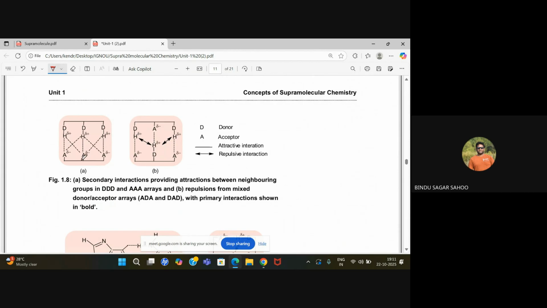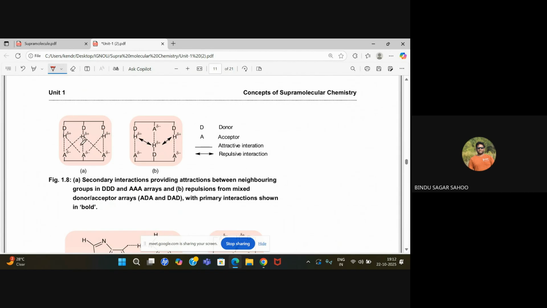So when we are taking DDD and AAA, we are generally getting attractive interactions between this cluster compound and this cluster compound. But if you take DAD configuration and ADA configuration, you are getting attractive forces, and along with that you are also getting repulsive interactions.